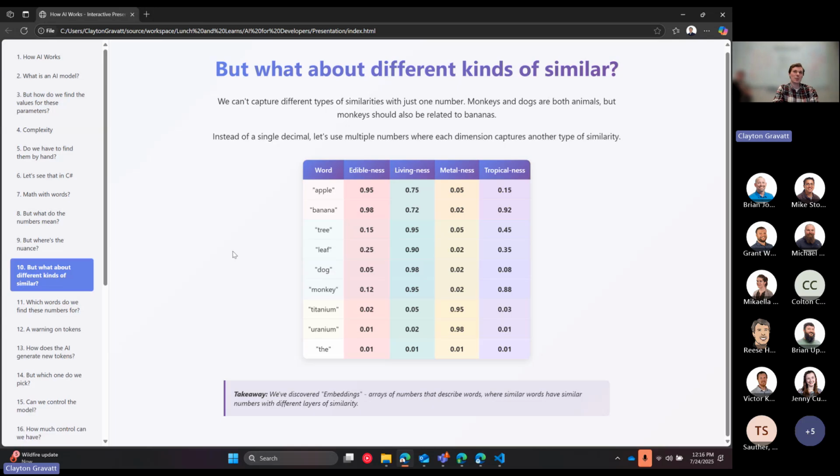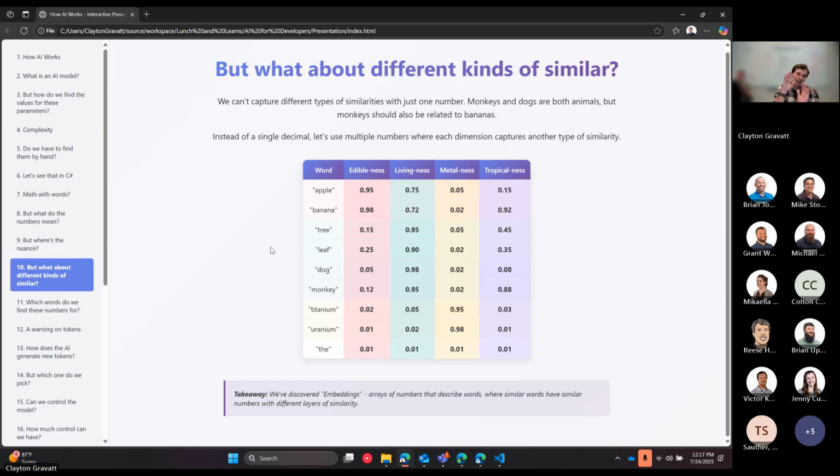And for now, let's say that each dimension captures a different type of similarity. Maybe our first column is like the edibleness of it, and the livingness, and the metalness, and the tropicalness. By having multiple of these numbers, we can capture different relationships. Now our monkey and our banana can both be high in tropicalness, but we can have a difference between them in quite how alive they are and how edible they are.